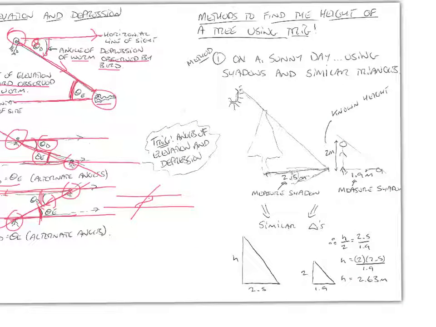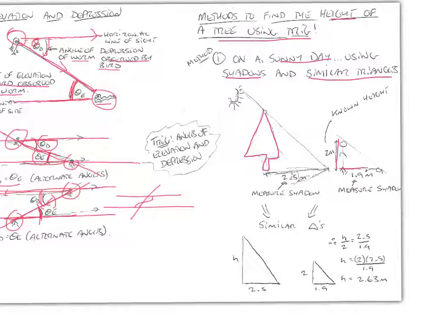Now let's take a moment to look at the different methods available to us to find the height of an object like a tree using trigonometric ratios. Well, the first method, if we're looking to find the height of this tree here, is to take advantage of the fact that it's a sunny day, consider the shadows created and use a similar triangles approach. So a person could go out into the sun knowing their own height.